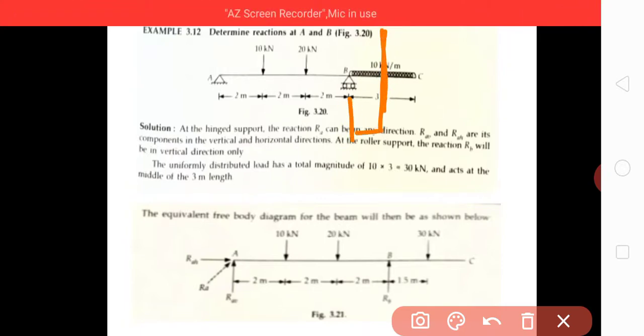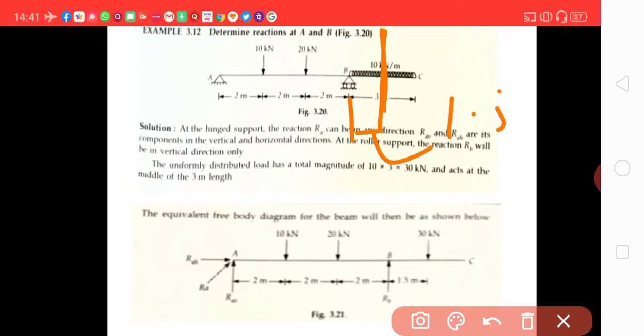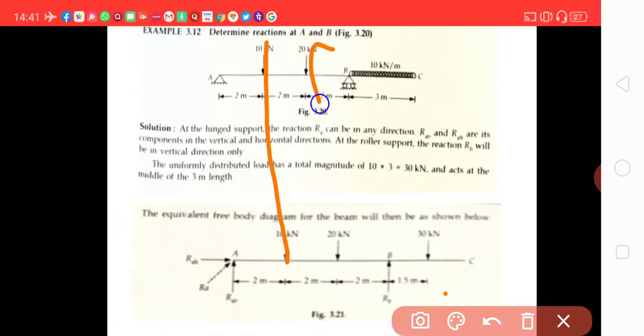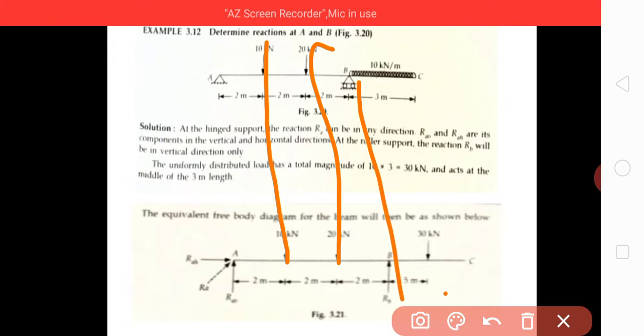This is 1.5 meter. So this is 1.5 meter. This is a point load. It will be acting at the same point. This will be acting at the same point. This is the reaction here. This will be here only, and this is the center here.